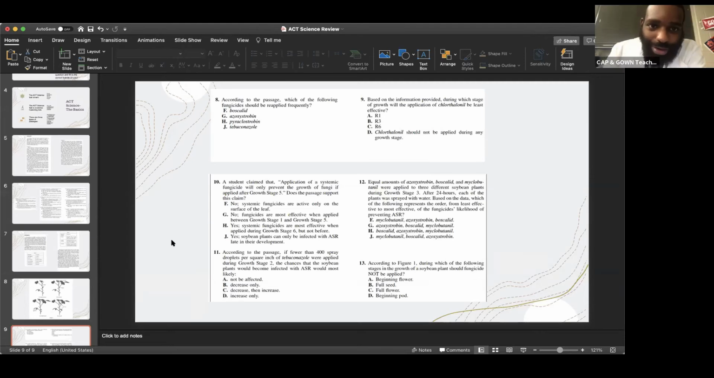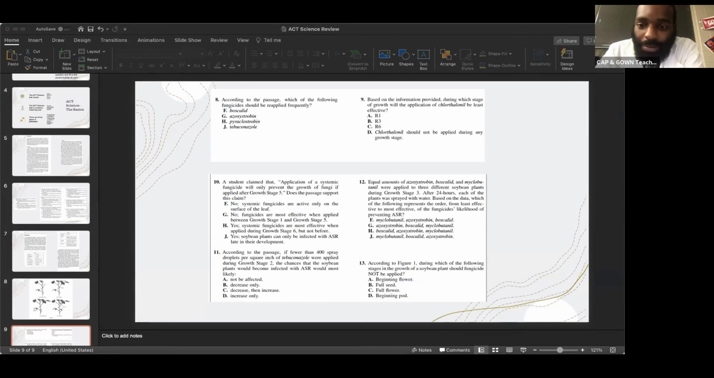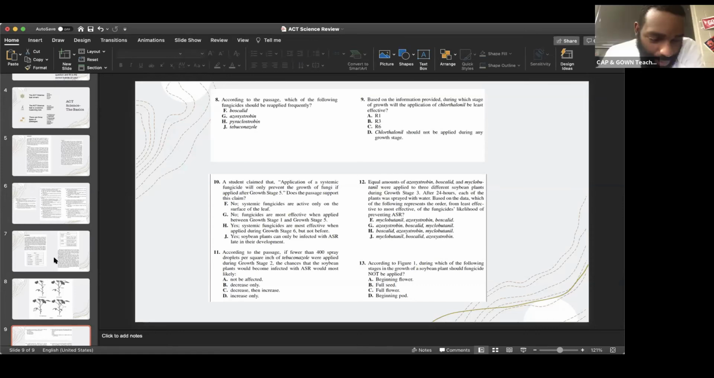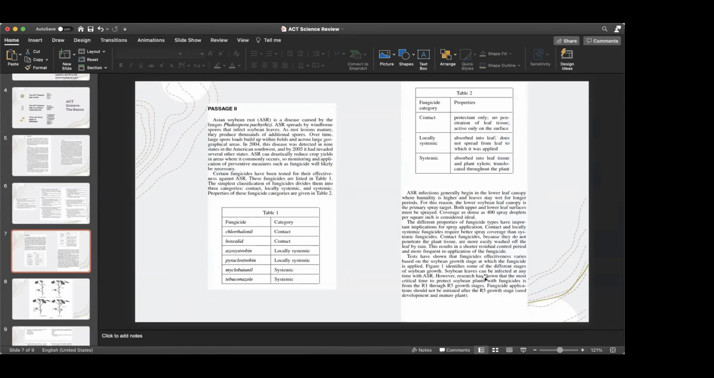All right. So tell me, why did you choose F? I think because I accidentally looked at the table, and it says according to the passage, so the answer is directly in the passage. I think it's the bottom one on the 7th slide. Is that the passage? Bottom one on the 7th slide. Yes, on the right side, below table 2.